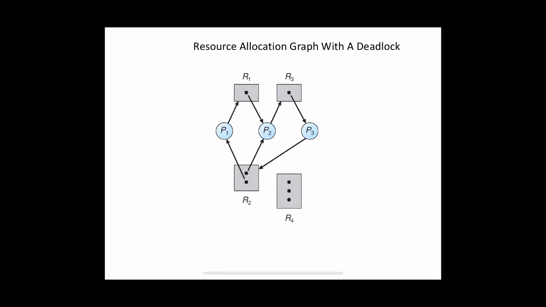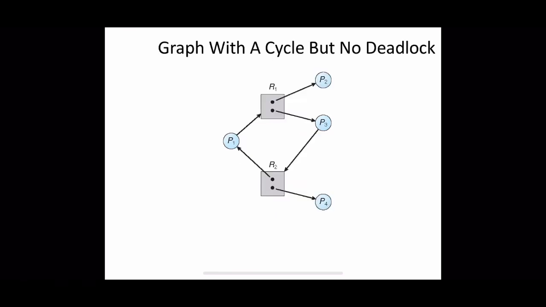So the entire system is in deadlock now. What are the processes involved in this deadlock? All the three processes, because all the processes which are involved in cycles are in deadlock. So this is an example of a system with a cycle and a deadlock. Now we can see another case.